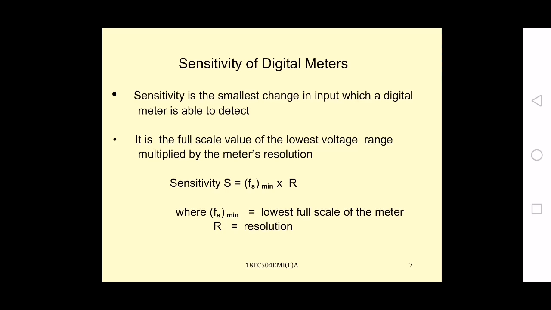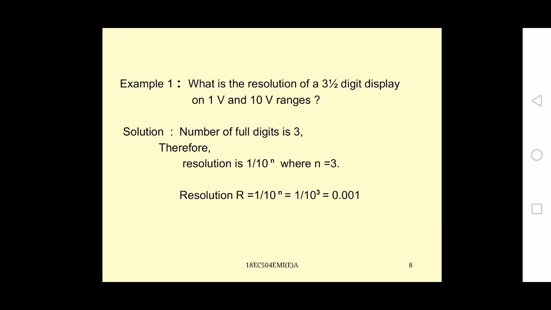So we can take an example for this. What is the resolution of a 3 and a half digit display on 1 volt and 10 volt ranges? So how many digits are there? 3 digits. Therefore the resolution is 1 by 10 to the power of n, where n is how much? n equal to 3, because with 3 and a half digits, you count only the 3 full digits. So the resolution is 1 by 10 to the power of 3, that is 0.001. And in the case of the 1 volt range and the 10 volt range, how will it be?